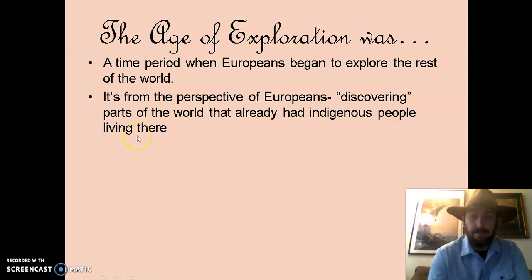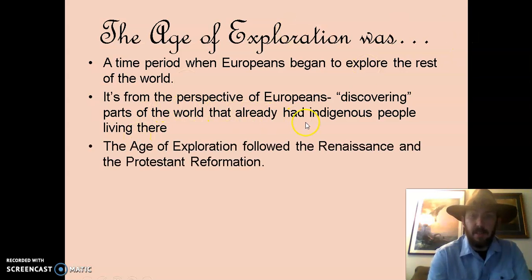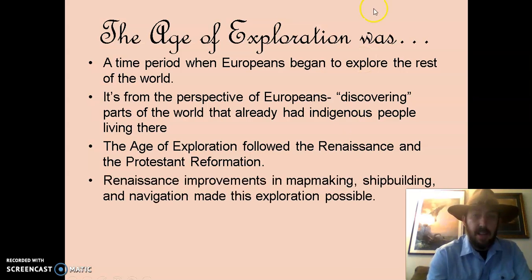So, obviously, the parts of the world they were exploring already had people there. They didn't discover America. There were millions of Native Americans living there. They didn't discover India or China. We learned throughout this year these are very populous places with their own culture and their own everything going on. The Age of Exploration, it's Europeans discovering these places.